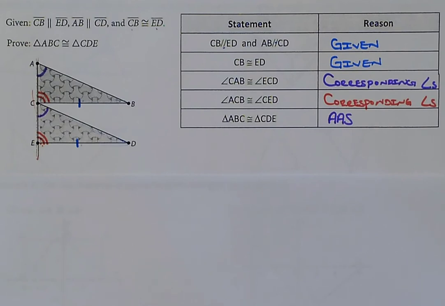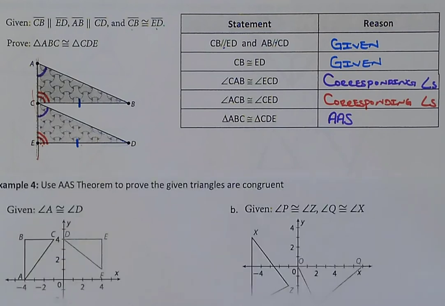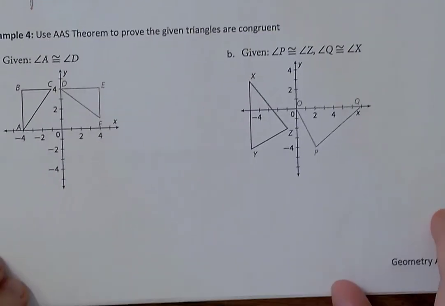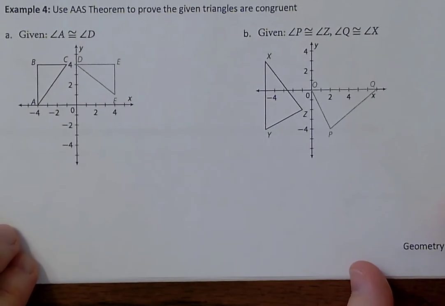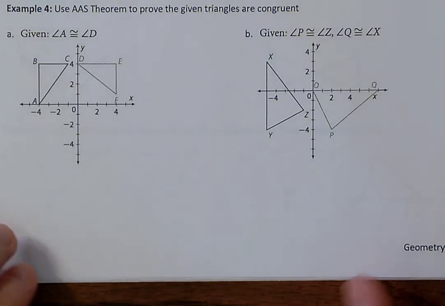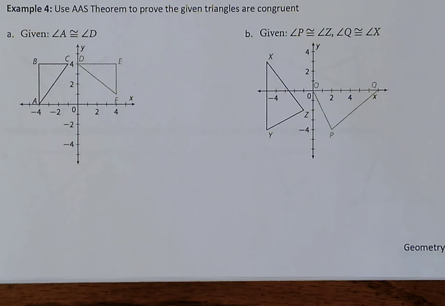And that is example 3 for today. Alright, now, up to this point, that's kind of been usually our stopping point for Module 5, but today we are going to add in example 4, where we're going to continue using the angle, angle, side theorem, but in this case we're going to prove the triangles are congruent based off of our graphs.